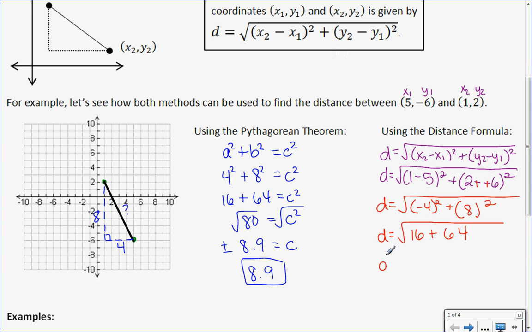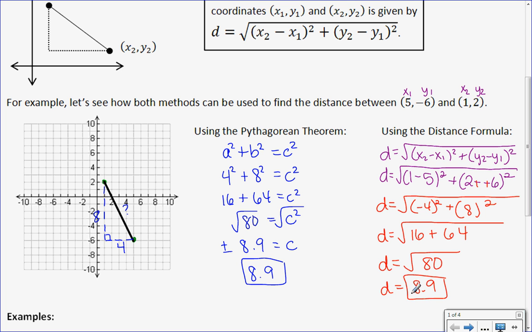So now we'll add. We get the square root of 80, and then we take the square root, and we get about 8.9. Hey, look, same answer. So again, let's take a look at the distance formula and see how it's similar to the Pythagorean theorem so we can see where this comes from, so it's not just this nonsense formula.